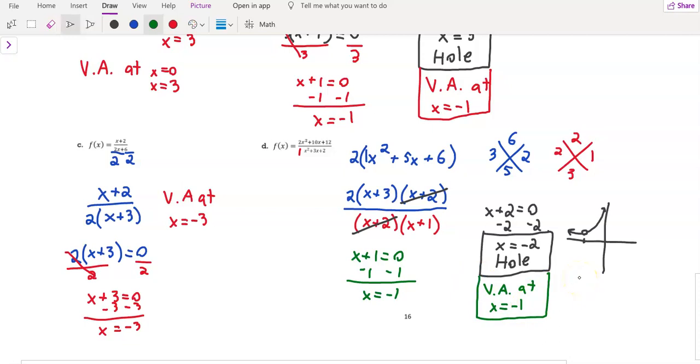So today we just discussed how we can find both horizontal and vertical asymptotes, but also holes in a graph without actually graphing them on our graphing calculator.